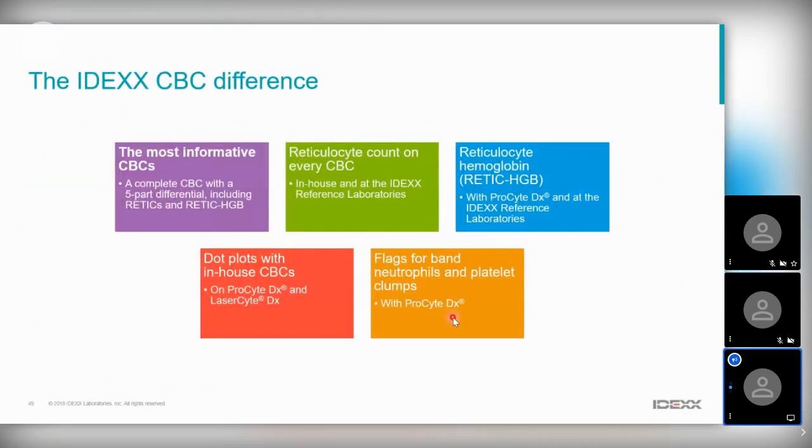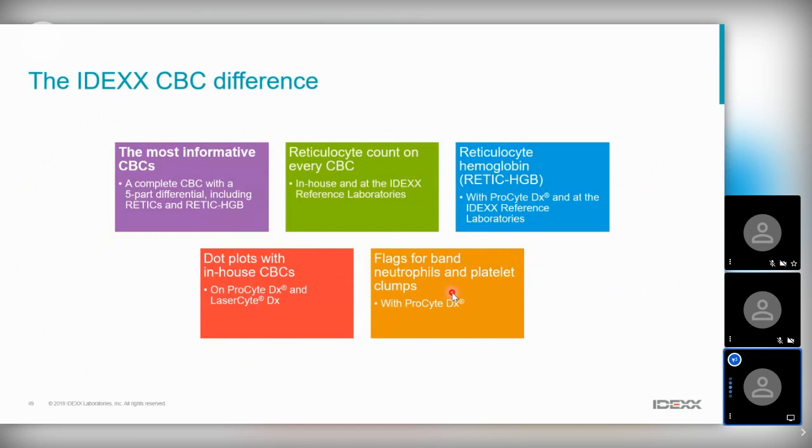So this is what we get from the different CBC from IDEXX. CBCs are the same, but what is different with IDEXX is that this is the most informative one, because you're getting the reticulocytes and retic hemoglobin on every panel. And then we have the reticulocyte count on every CBC in-house. And then we have retic hemoglobin, which is a guidance tool for iron deficiency. And dot plots, you can just have a look, like we saw anisocytosis in the dot plots in our example, which was very valuable. The dot plots serve a very important role in clinical diagnostics as well.